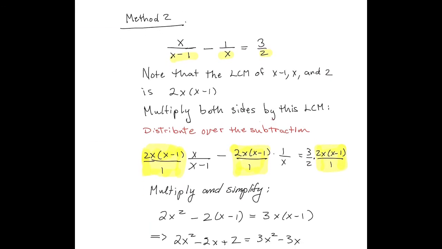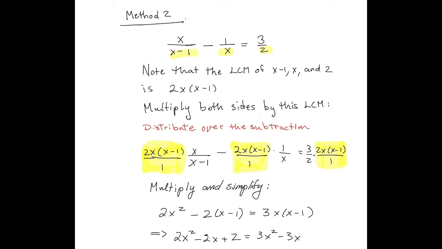Method 2 is more akin to the second method of the complex fractions. What we do from the get-go is locate all the denominators that are highlighted here in the equation. That's x minus 1, x, and 2. The least common multiple of all of those is 2x times x minus 1. We can multiply the left-hand side and the right-hand side by this least common multiple. I'm going to distribute over the subtraction in the left-hand side, and we get this expression here.